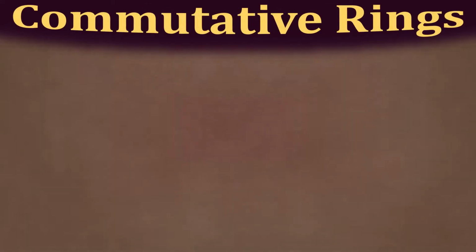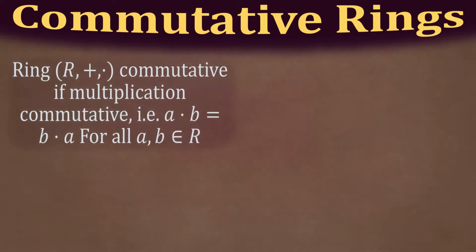Now, let's define a type of ring called a commutative ring. A ring R with addition and multiplication is commutative if the multiplication is commutative, i.e. if a·b = b·a for all a, b in R.